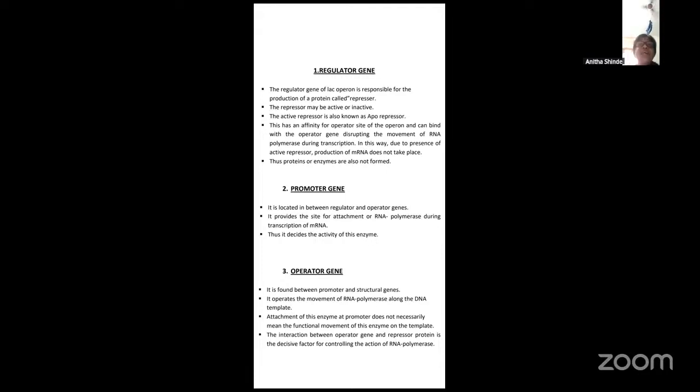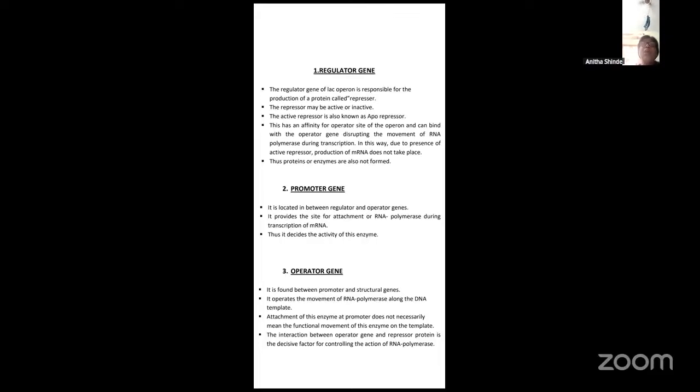And it provides the site of attachment for RNA polymerase during transcription of messenger RNA. So thus it decides the activity of the enzyme. So it will promote, whereas the regulator gene will not promote, but the promoter gene will try to promote, and it will provide a site for the attachment of the RNA polymerase.